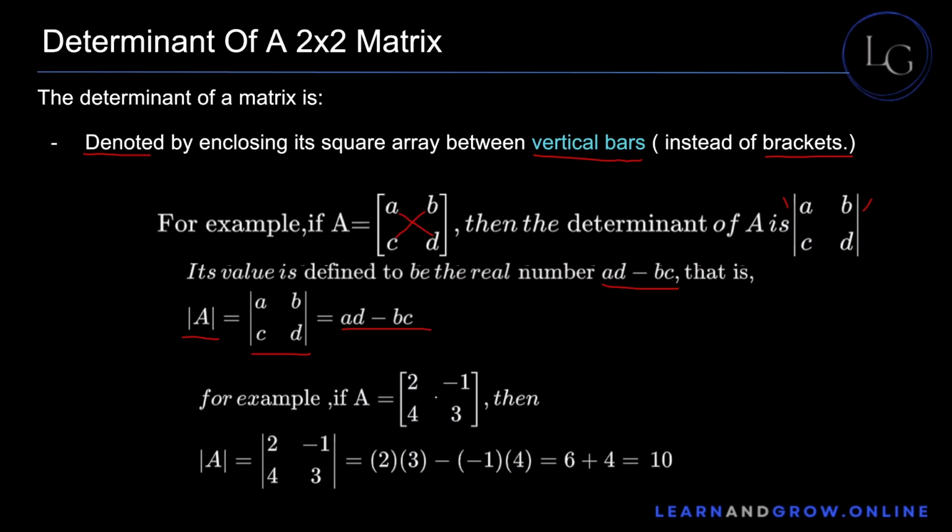An example of this would be this here. Now see this matrix A. The determinant of A is found like this: first you enclose it in vertical bars, and then you multiply 2 and 3, and then you multiply minus 1 and 4, and then you subtract them like this here. 2, 3, minus 1 and 4, and subtraction. And you'll get this as the answer. That's all you need to know about the determinant of a 2 by 2 matrix.